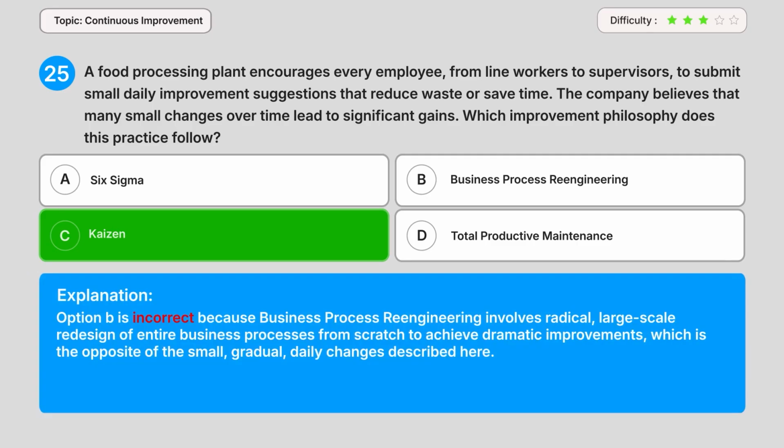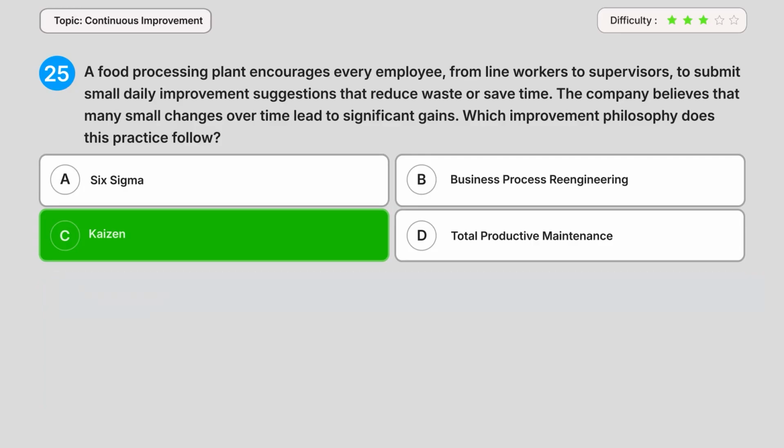Option B is incorrect because business process re-engineering involves radical, large-scale redesign of entire business processes from scratch to achieve dramatic improvements, which is the opposite of the small, gradual, daily changes described here.